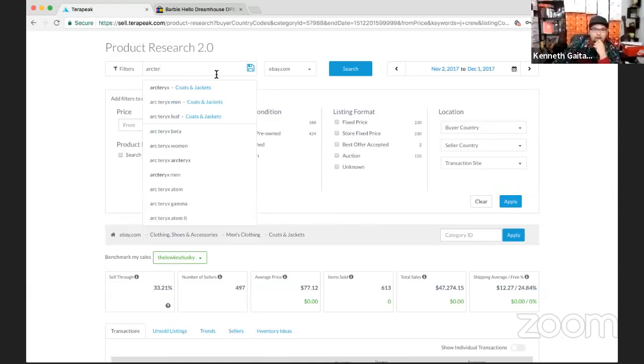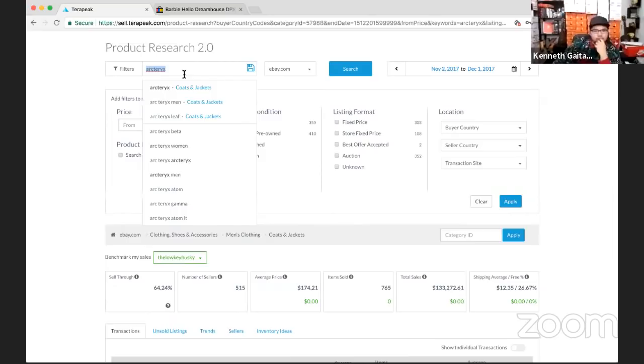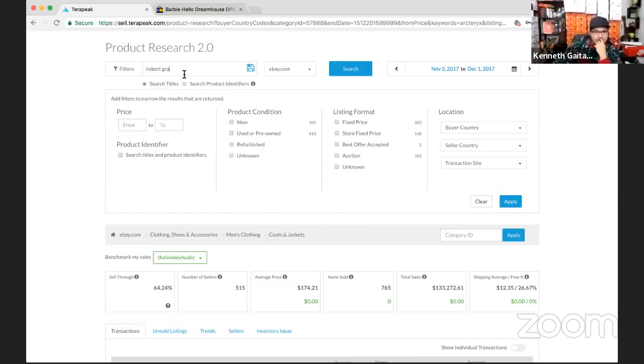Do the Robert Graham. I want to do Arc'teryx. Okay, see how few sellers there are? 515, but 133,000 in sales. The sell-through is like crazy too. The sell-through is ridiculous. Look at the sell-through rate on this. Wait, what did you say? Robert Graham. Okay, let's check it out.